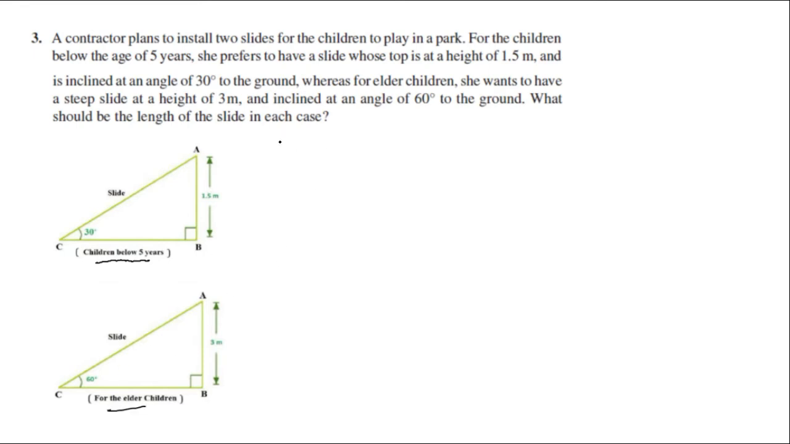In the first case, I'll mention this as for children below 5 years. I'll make use of a trigonometric ratio in which AB and AC are the parts. I'll get it by sine of the angle 30 degree.